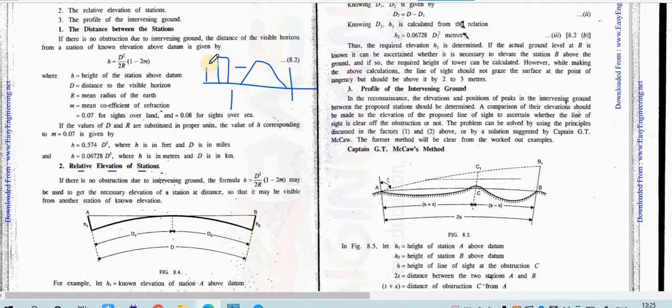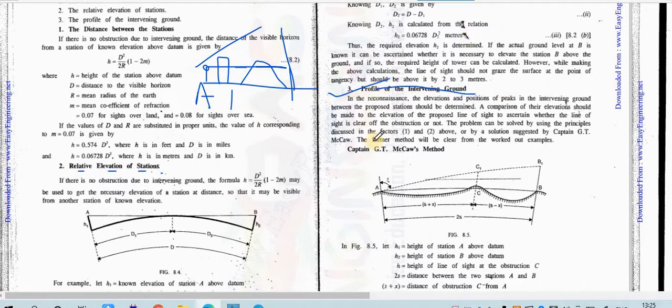So for that we need to find out whether the station which you are selecting is visible or not. And if it is not visible from the following station, what you have to do is raise the station so that it is visible from this station. For that purpose we will have to perform certain calculations, which is given by the topic name, profile of intervening ground.